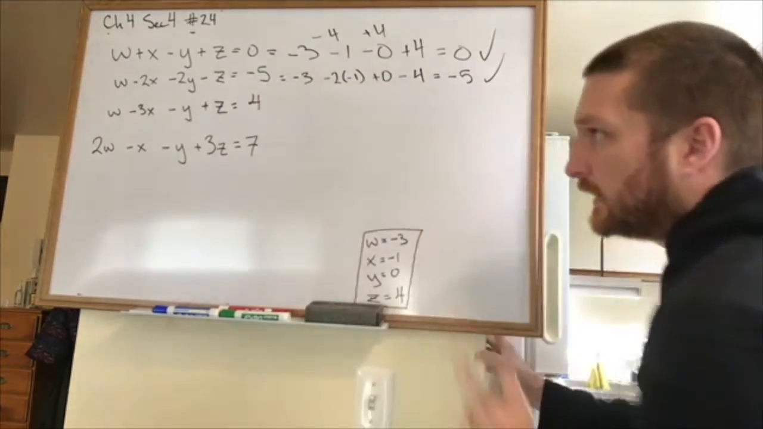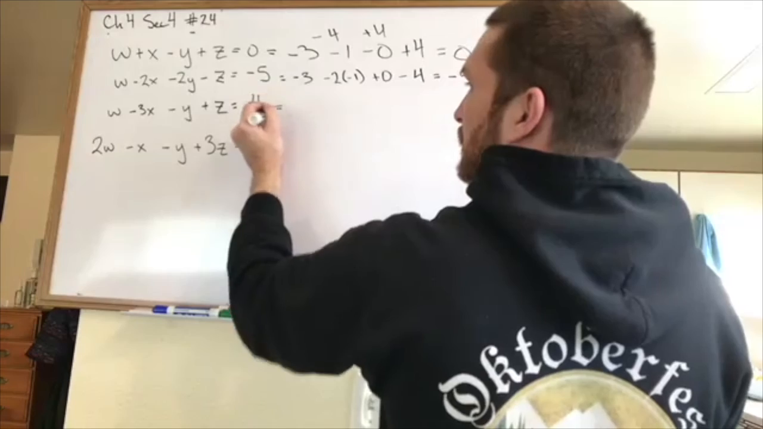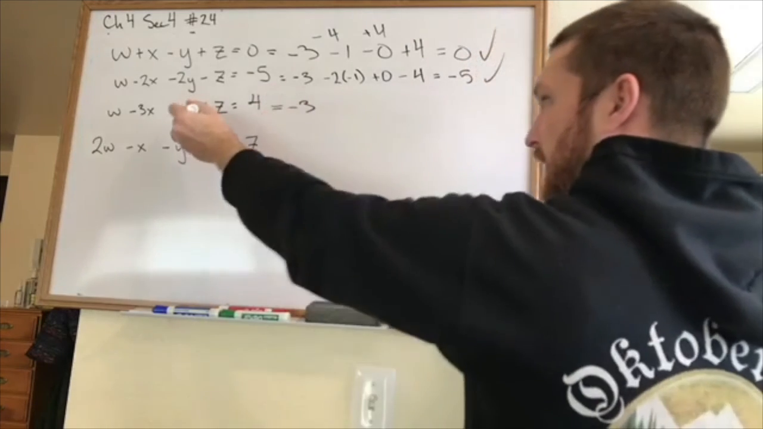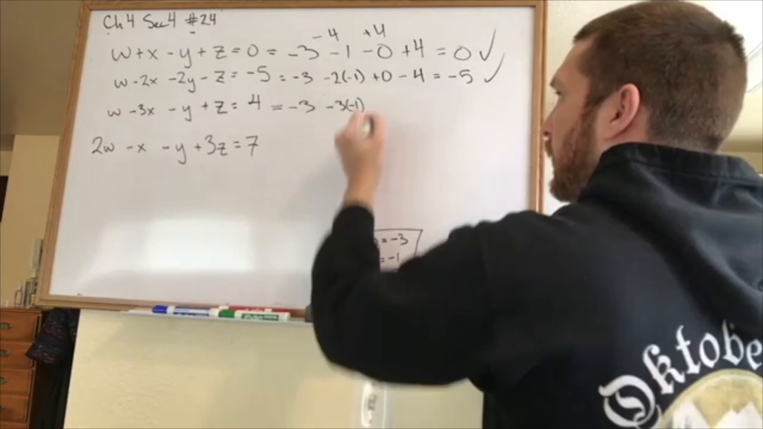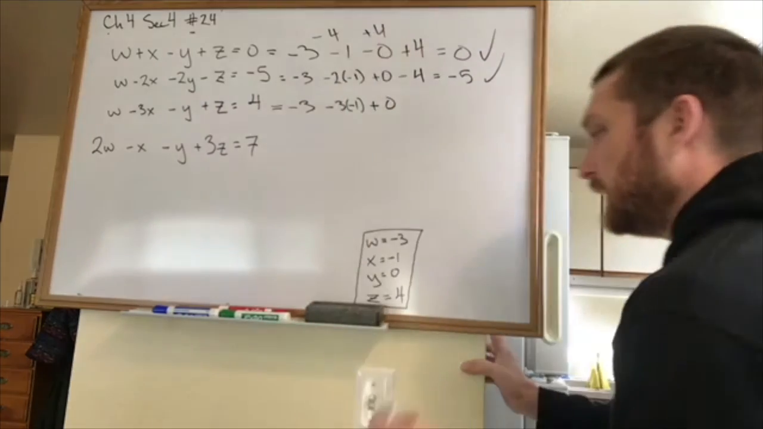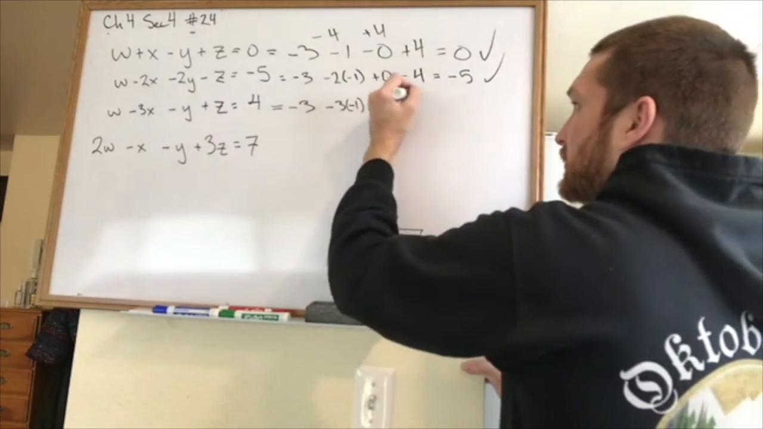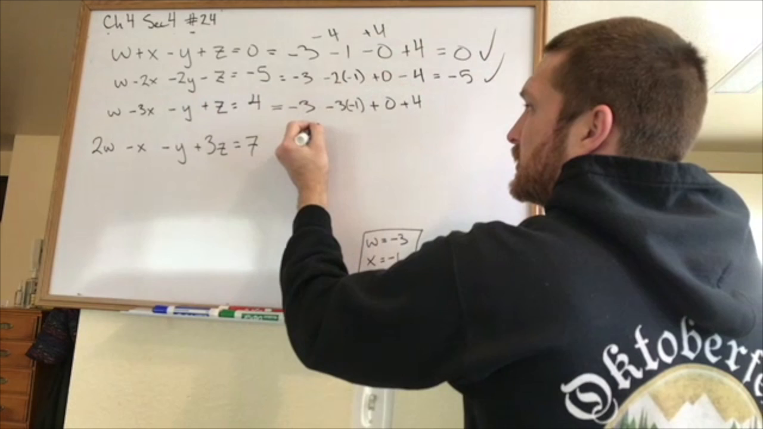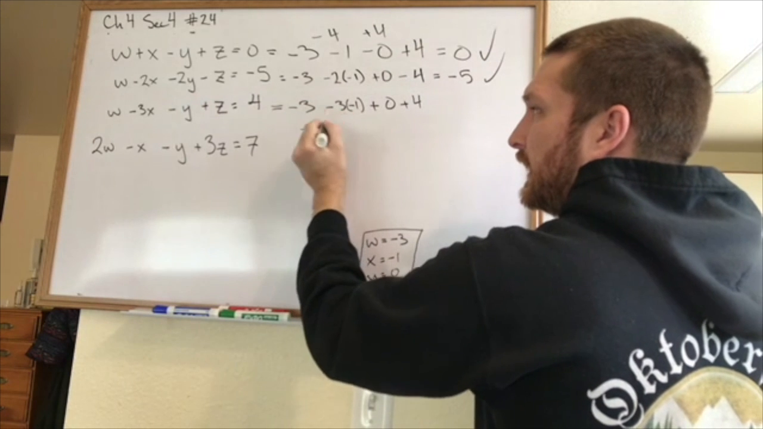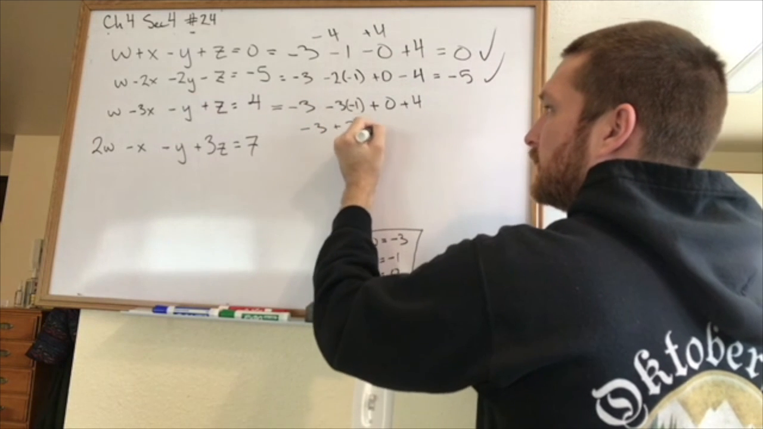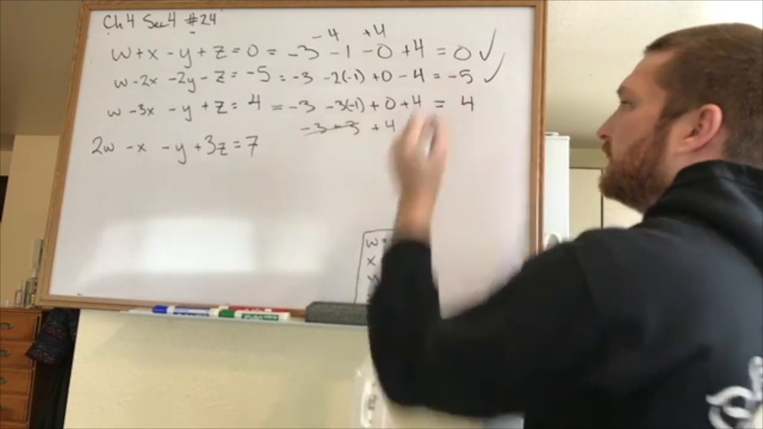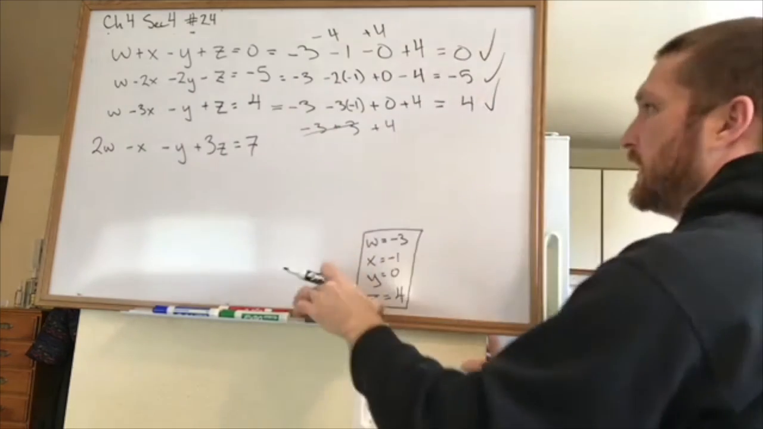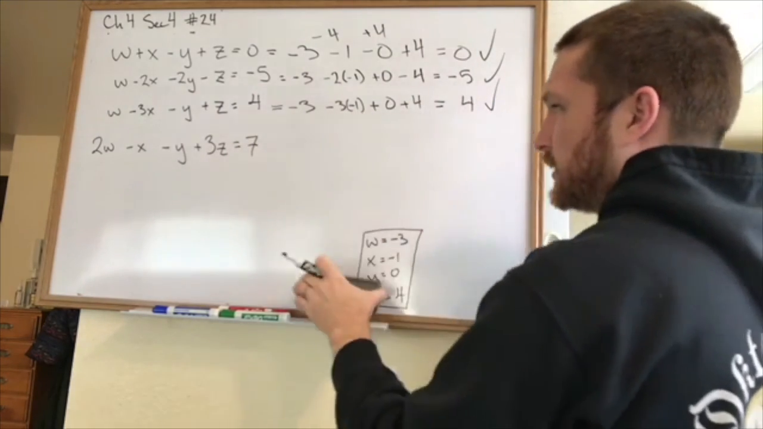Okay, now plugging in W, we have a -3. So let's see, -3 times X is -3 times -1. Y is a big fat 0. Z is 4, so +4, and we get -3 negative is +3, 0 plus 4. We have that's a 0 plus 4 gives me a 4. Check.